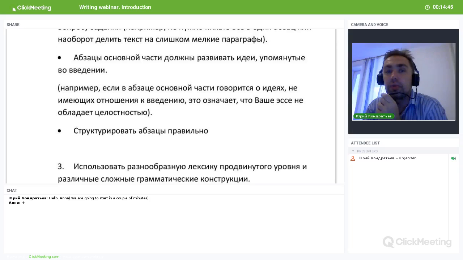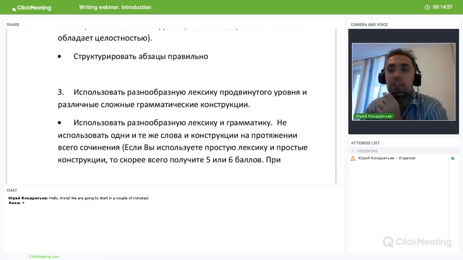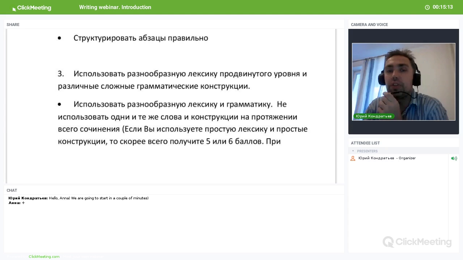So you should also structure your paragraphs correctly. To get a high score in lexical resource, you need to use various pieces of vocabulary from advanced level, and use different grammar constructions, right? So you should use a variety of structures, a variety of different words throughout the essay. Because if you use just simple expressions, simple constructions, simple words, it means that you will score 5 or 6 at best if it's correct.